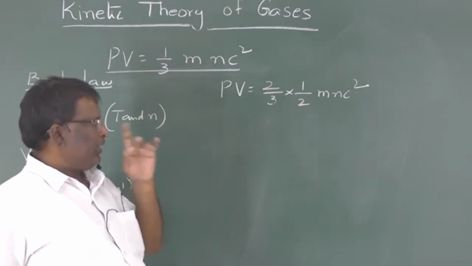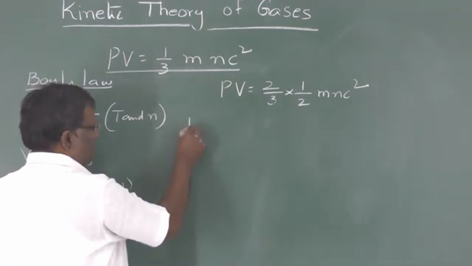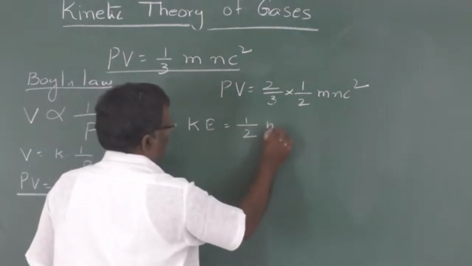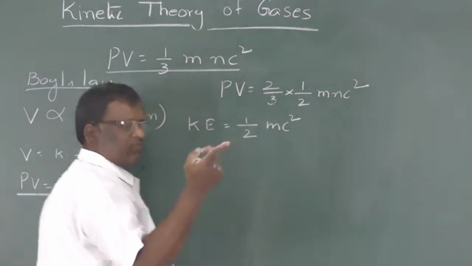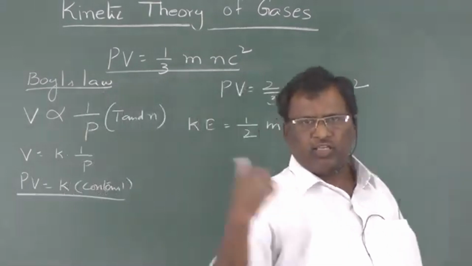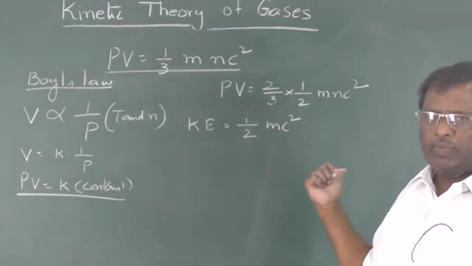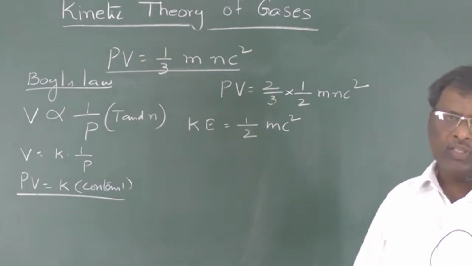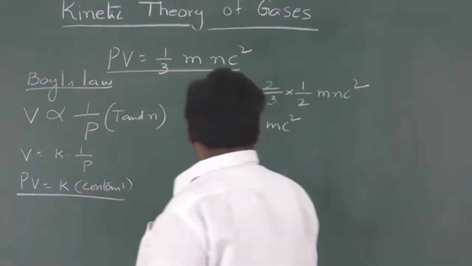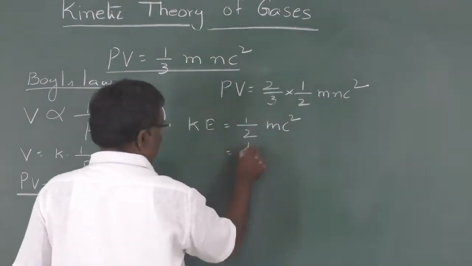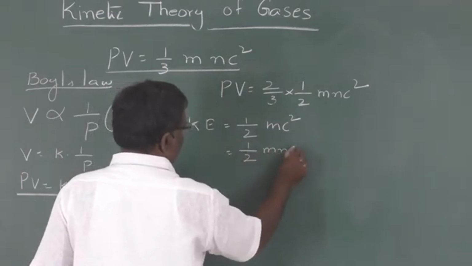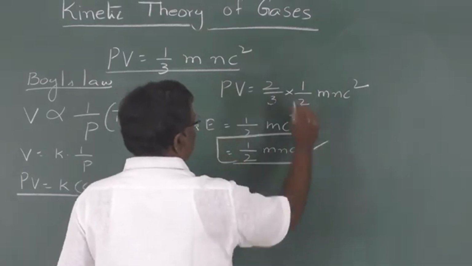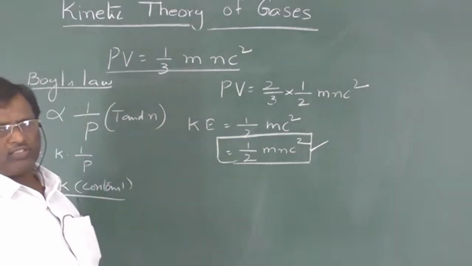Now, kinetic energy of a single gas molecule KE is equal to half mc square. Half mv square is kinetic energy. Here, instead of velocity, we are taking RMS velocity, so it is half mc square. So the kinetic energy of n molecules will be half Mn c square.